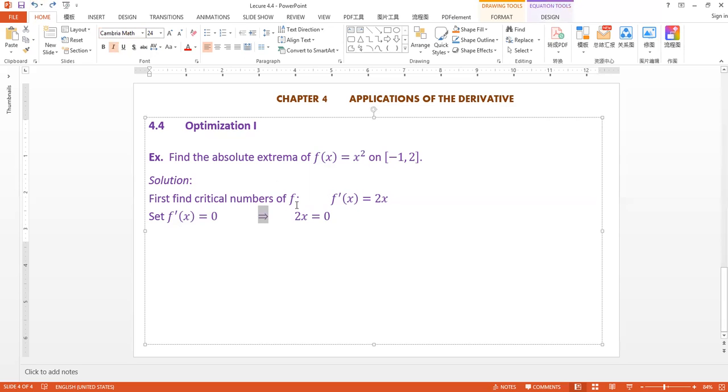So we got x equal to 0. So there's only one critical number. And then, this will be either a relative minimum or relative maximum, but we don't have to worry about that. We don't have to find where there is a relative maximum or relative minimum. Instead, we only need to compute the function value at this point, and then compare the function value at the endpoints -1 and 2.